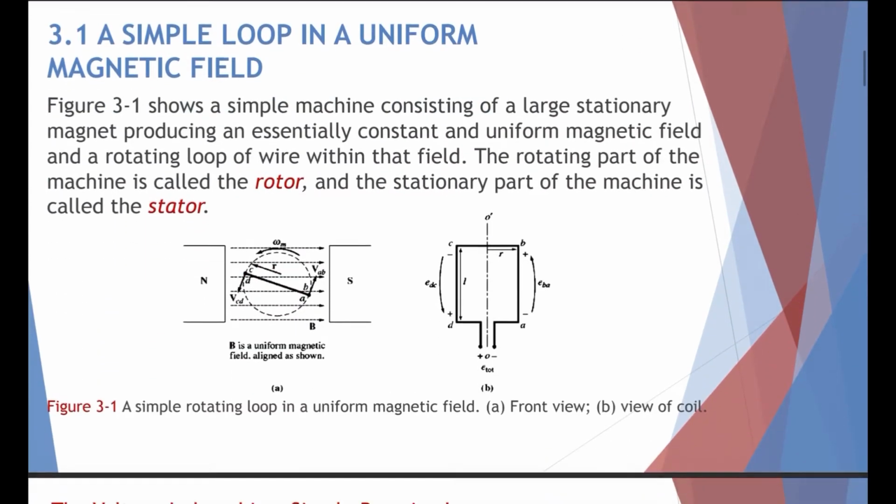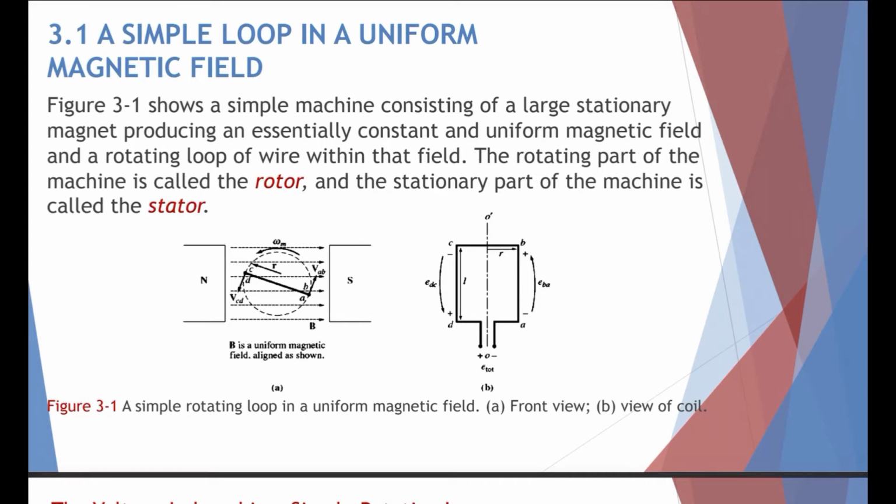Let's move to the next slides. Section 3.1, a simple loop in a uniform magnetic field. Figure 3.1 shows a simple machine consisting of a large stationary magnet producing an essentially constant and uniform magnetic field, and a rotating loop of wire within that field.